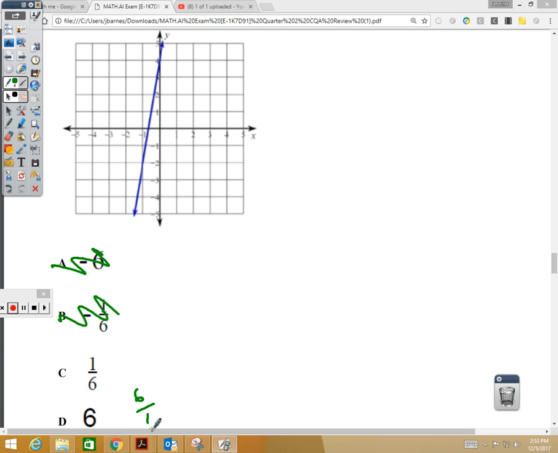So on this one, it's kind of hard to see. They don't give you points, but I'm going to use these. I'm going up. Obviously, I'm going up more than 1. I'm going up 6 and right 1. So it is D. Up 6, right 1.